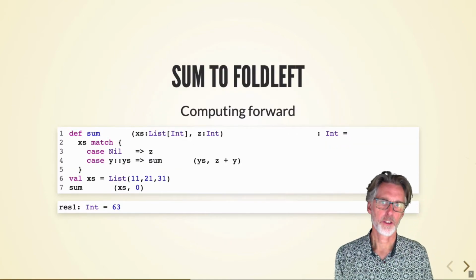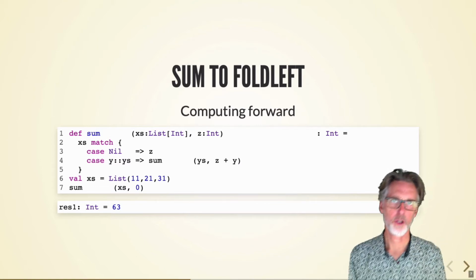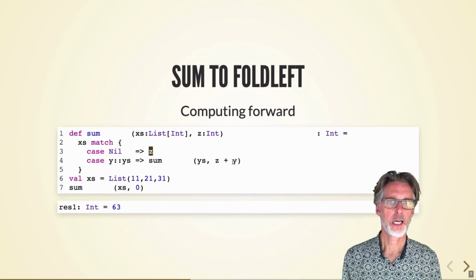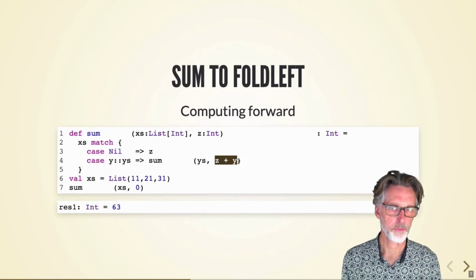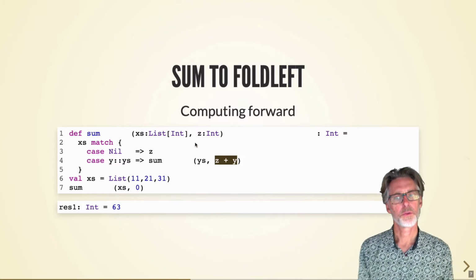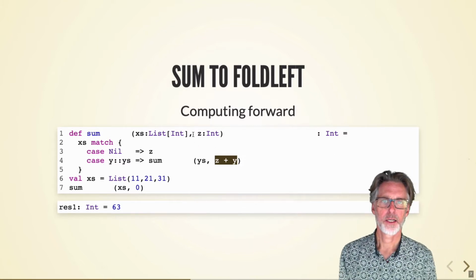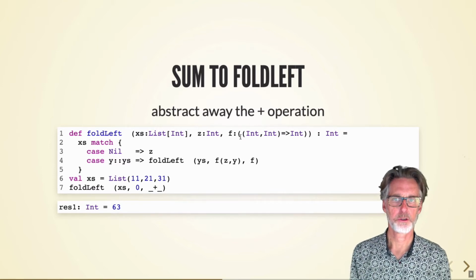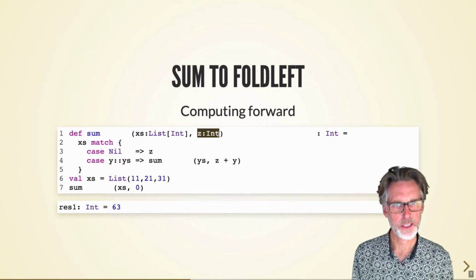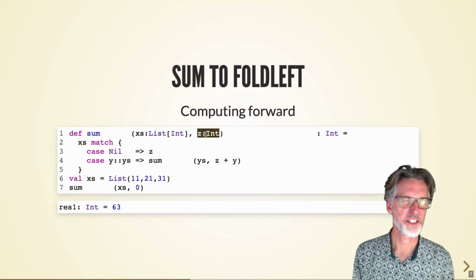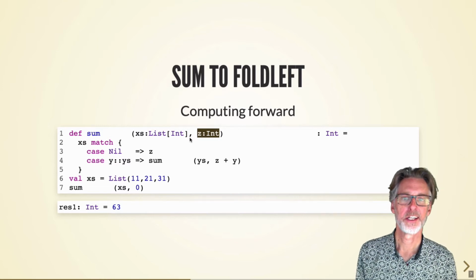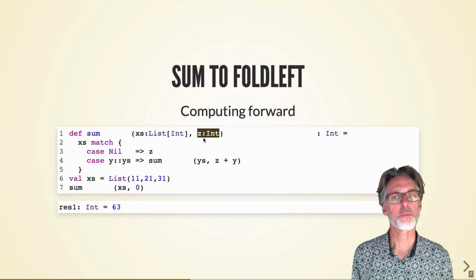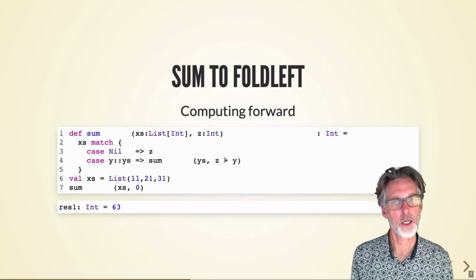This sum function is doing something specific on the list. It's got a specific notion of 0, and it has a specific notion of sum. So we can generalize this by parameterizing out the sum operation. I've already parameterized out the 0, so in fact, let's not call it 0, we'll just call it the accumulator parameter. So we've already factored out that accumulator parameter, but let's factor out this addition.